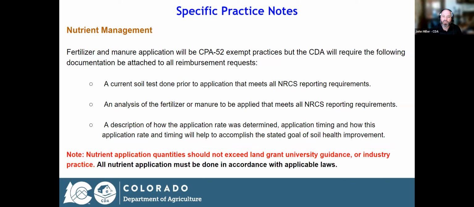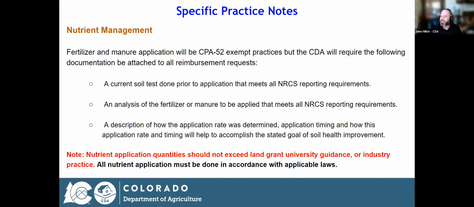Our second specific practice note is for nutrient management. So fertilizer and manure applications will be CPA 52 exempt practices, meaning they won't need site-specific surveys, but the CDA will require the following documentation be attached to all reimbursement requests. Again, we need a current soil test done prior to application that meets all NRCS reporting requirements. We need an analysis of the fertilizer or manure to be applied that meets all NRCS reporting requirements.